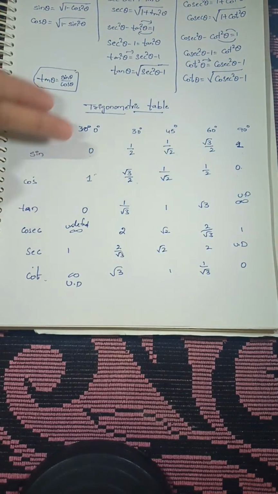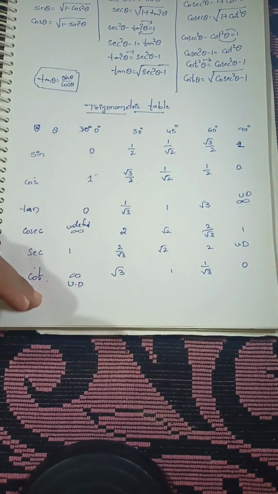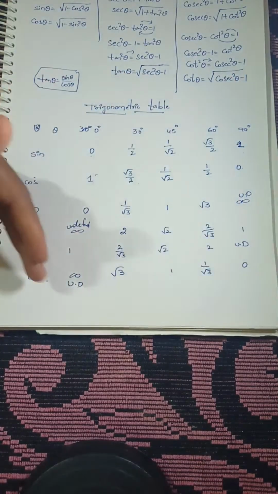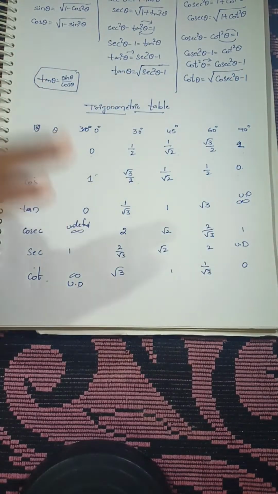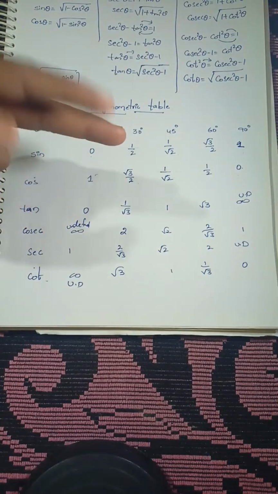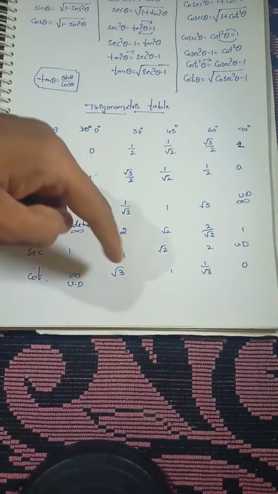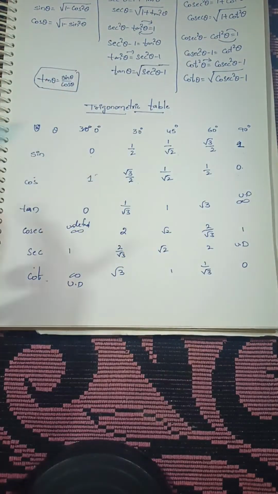What is tan? Sine by cos is tan. Tan reverse is cot. Sine reciprocal is cosecant. Cosecant reverse is secant. So everyone has done.